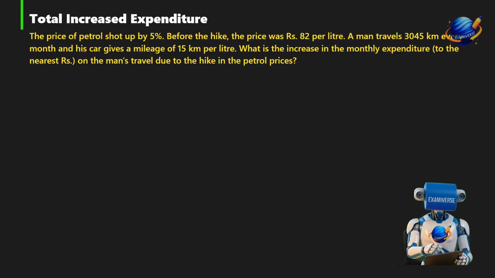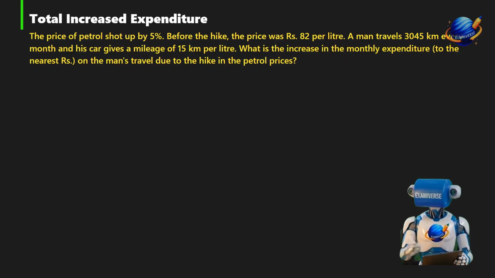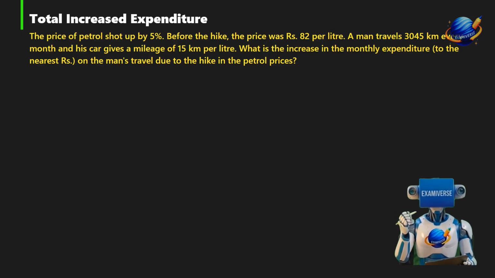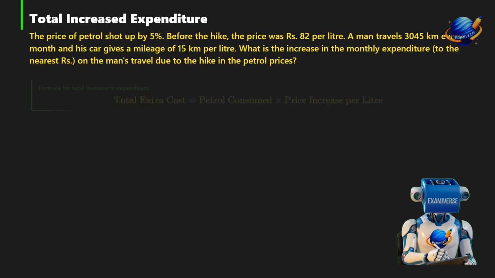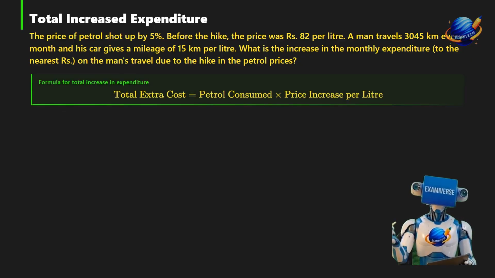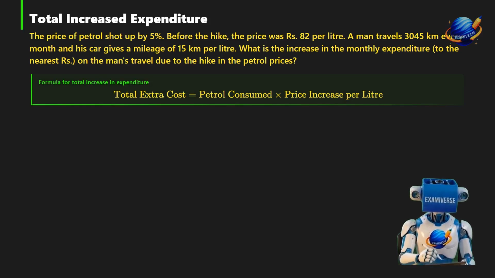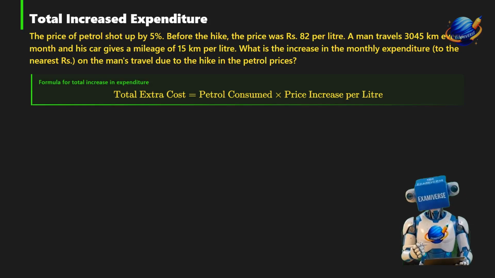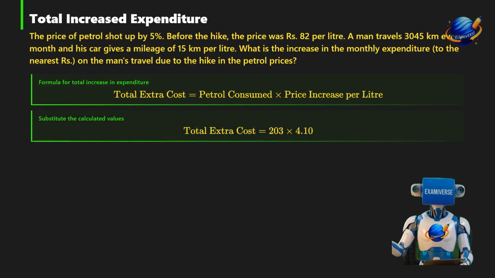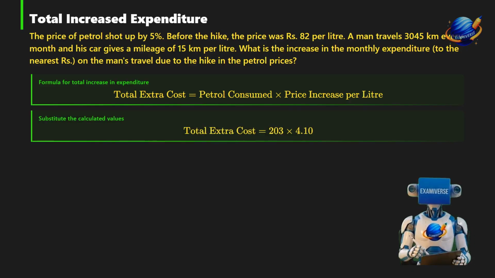And this is where it gets interesting, because we are now ready to find our final answer. We have all the pieces of the puzzle. We know the man consumes 203 liters of petrol every month, paying an extra 4 rupees and 10 paise for each liter. To find the total increase in his monthly expenditure, we simply multiply the total petrol consumed by the price increase per liter. Let's substitute the values we worked out in the previous steps.